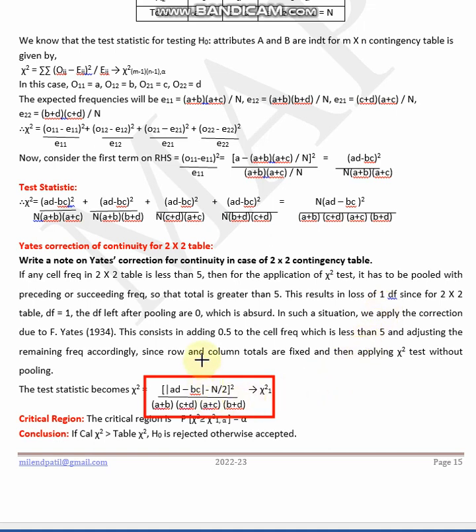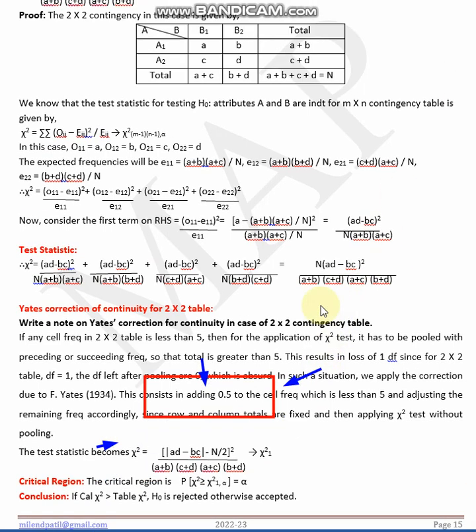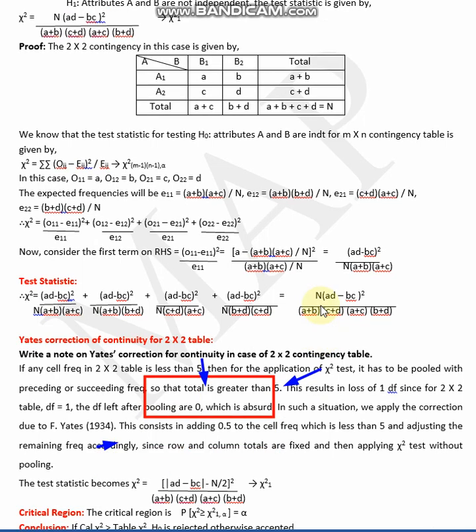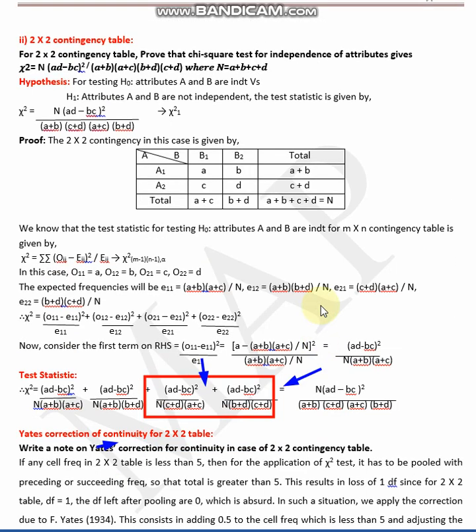So this is my calculated chi-square, this is my table chi-square. If calculated chi-square is greater than table chi-square, we need to reject our null hypothesis and accept otherwise. So this is the chi-square test for a 2 by 2 contingency table, where there are two cases: if the cell frequency is less than 5 and if the cell frequency is more than 5. So this is all about the chi-square test.